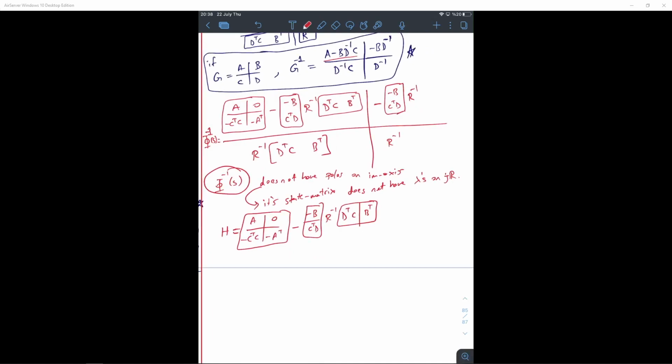Let me expand this here. H equals A plus B R inverse D transpose C, minus C transpose, identity plus D R inverse D transpose, close the bracket, C, okay, B R inverse B transpose minus A plus B R inverse D transpose C transpose, the whole bracket terms.